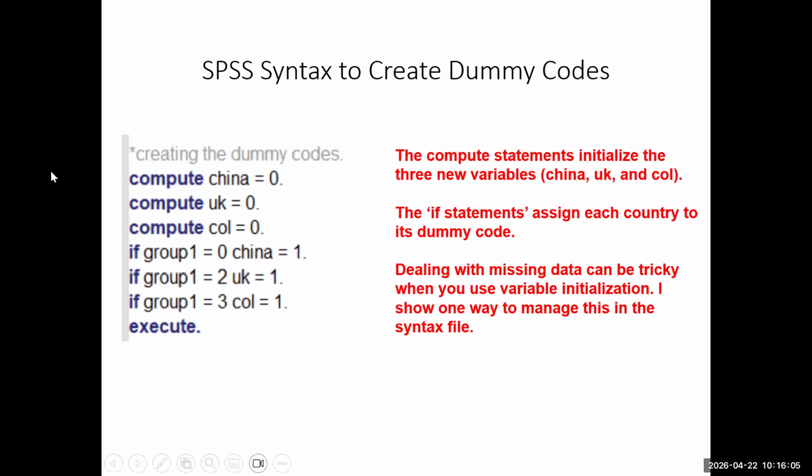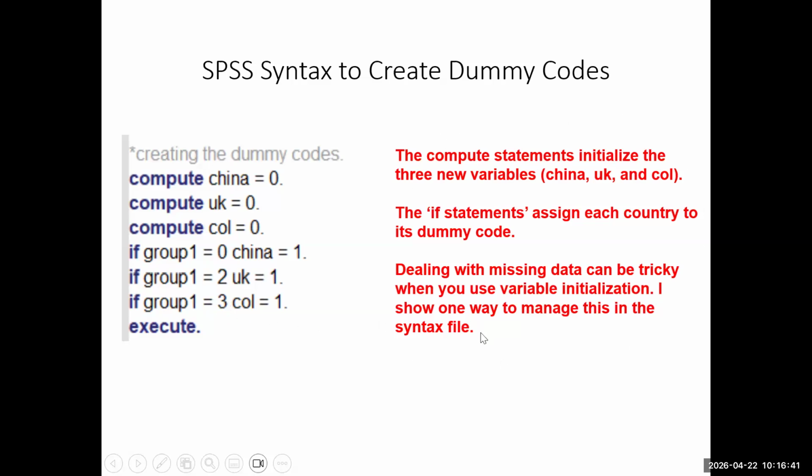The way I do it here is I use 3 compute statements to initialize our 3 new variables. And I give everyone in the data file a value of 0 across all 3 codes. And then I use 3 if statements to take the group in question to turn that group to 1 on their dummy code. So in the original group coding system, the 0 group was China. So I say if group 1 equals 0, China equals 1. And then the UK was coded 2. So I say if group 1 equals 2, UK equals 1. And then Columbia was coded 3, same thing.